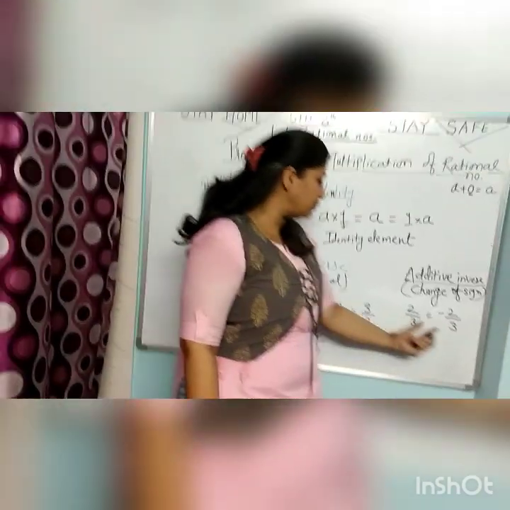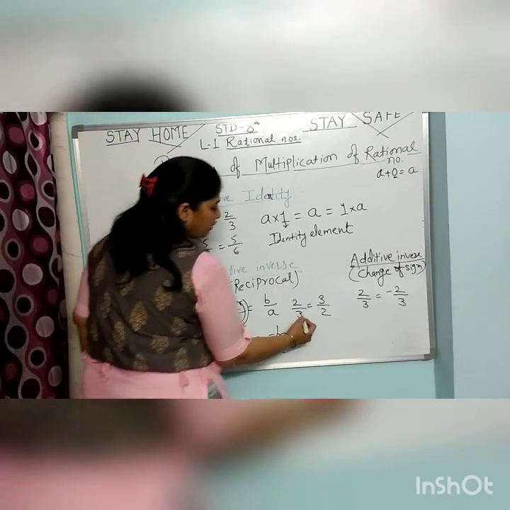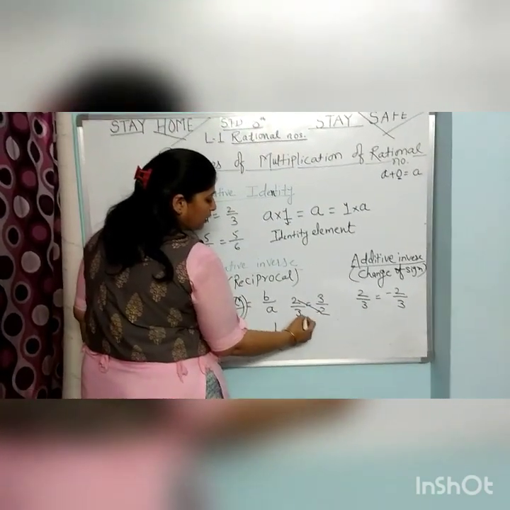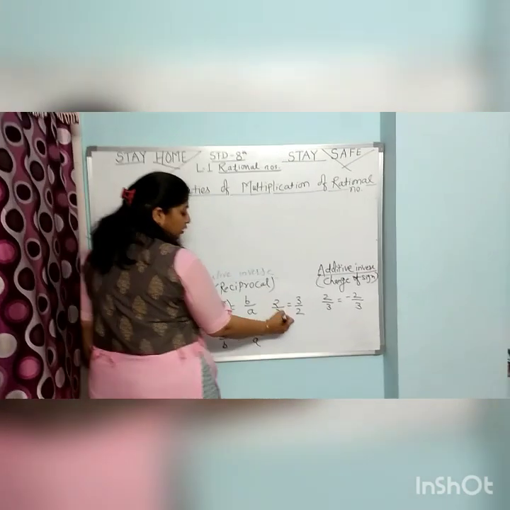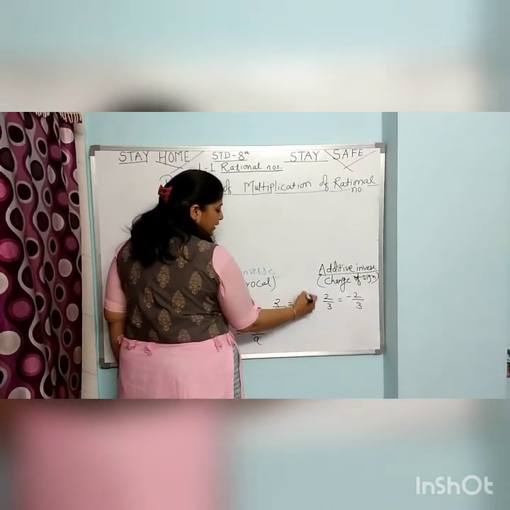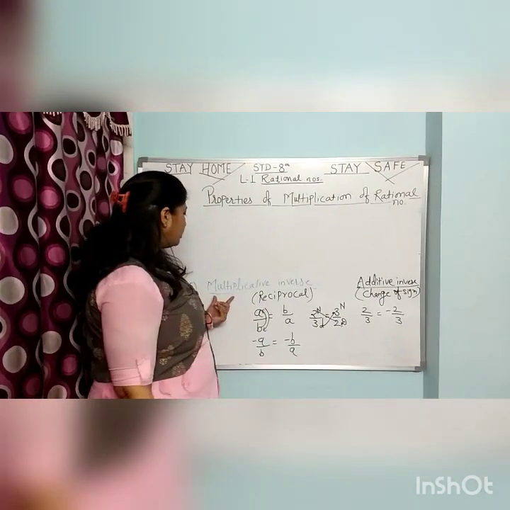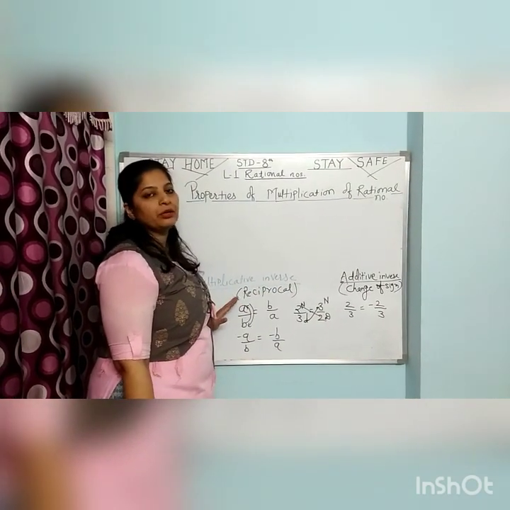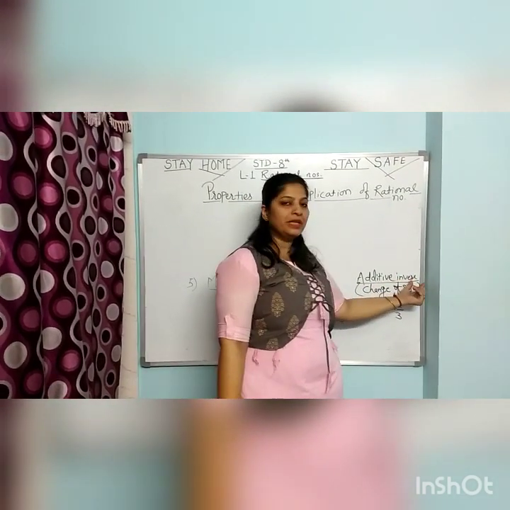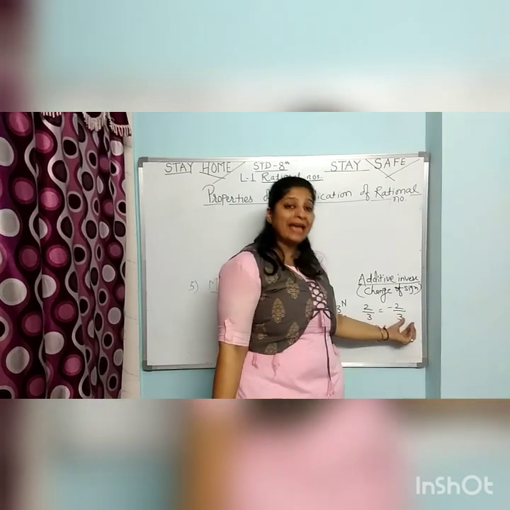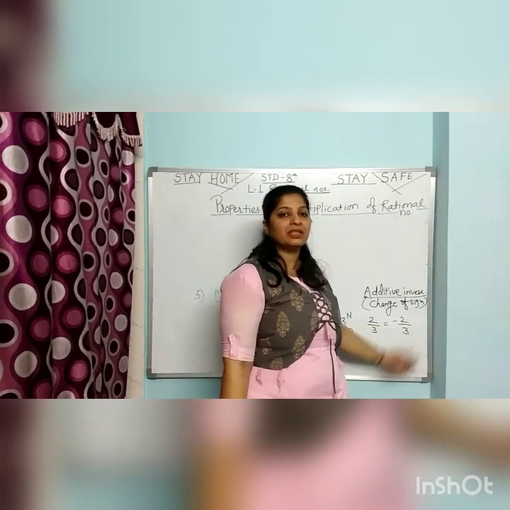So this is the main difference between the additive inverse and the multiplicative inverse. In the multiplicative inverse of 2 by 3, which is 3 by 2, the 3 of the denominator goes to the numerator, and the 2 of the numerator goes to the denominator. So when finding the multiplicative inverse, we change numerator to denominator and denominator to numerator. But when finding the additive inverse, we just change the sign of the rational number. We are not changing the numerator and denominator.